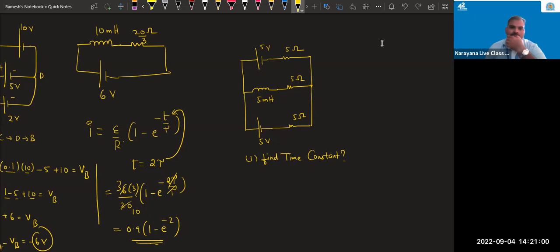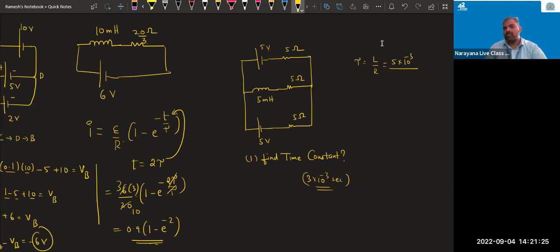3 into 10 power minus 3 seconds. Okay. What is the time constant formula? L by capital R, na? L value how much? 5 into 10 power minus 3. And what about resistance? You have to short the inductor.